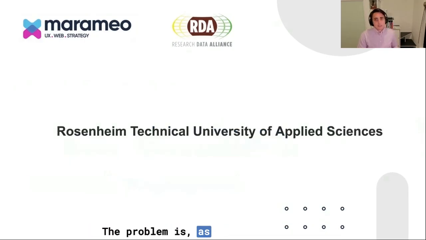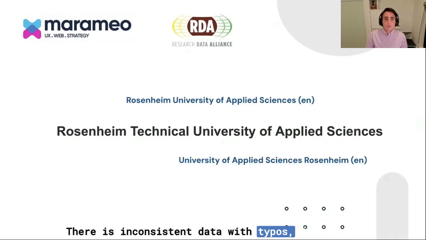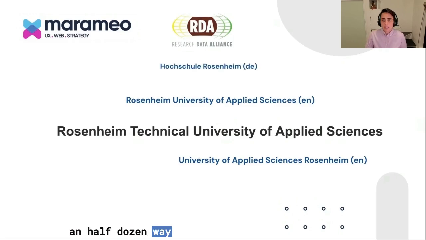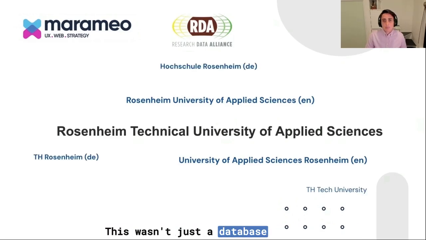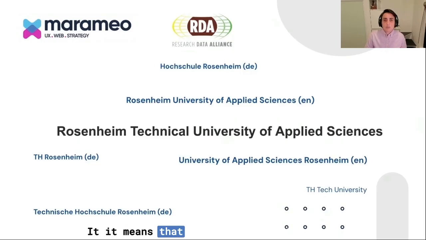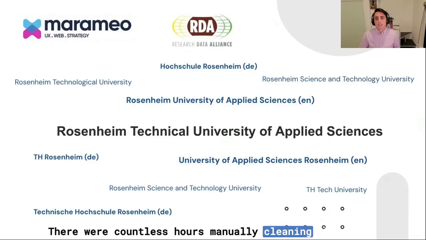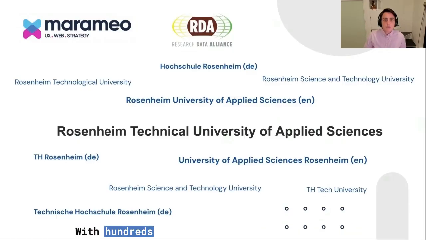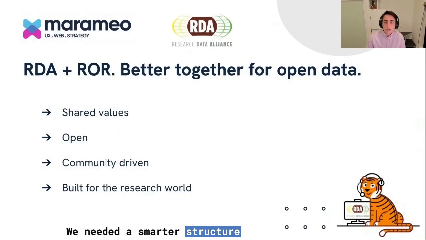The problem is, as you know, that it's not that simple. There is inconsistent data with typos, duplicates, and half a dozen ways to call the same organization. This wasn't just a database problem. It means that the reports didn't add up. There was trouble linking affiliations. There were countless hours manually cleaning things up. With hundreds of records, maintaining consistency was a nightmare, and it wasn't scalable. We needed a smarter, structured approach.